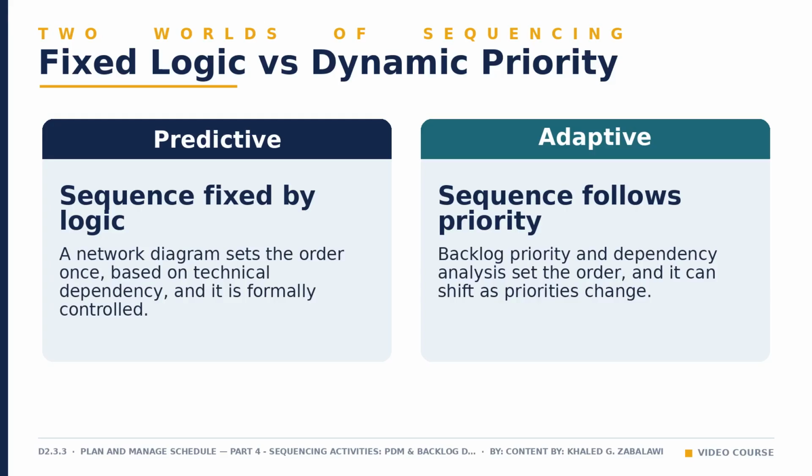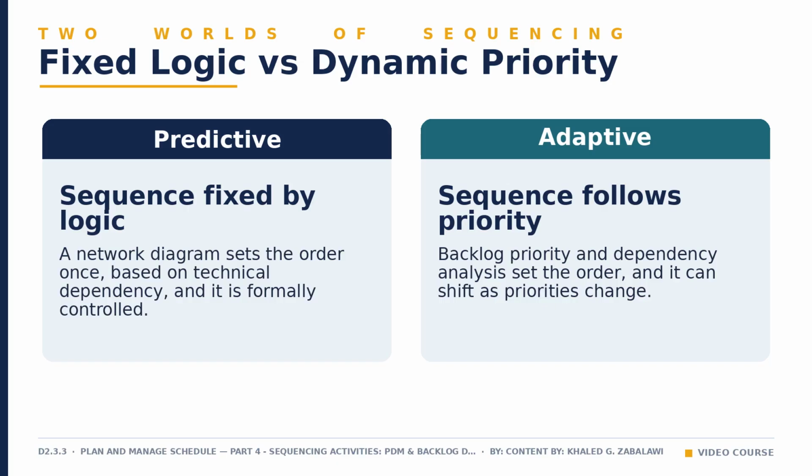Here is the real distinction, and it is more precise than it first sounds. Both predictive and adaptive projects must respect technical dependencies. You cannot skip a step that genuinely has to come first in either world. The difference is what decides the order among items that have no such hard technical link.